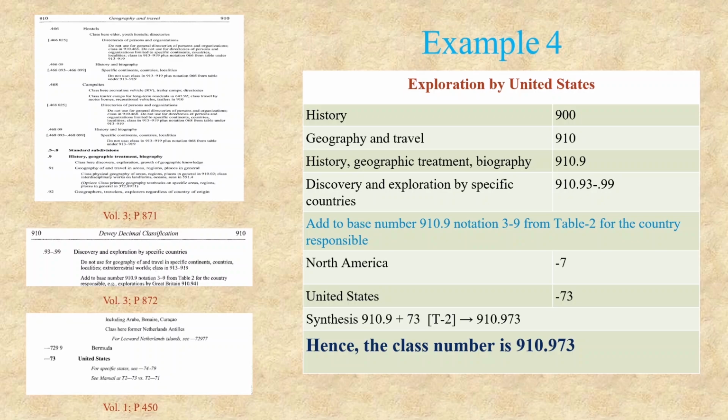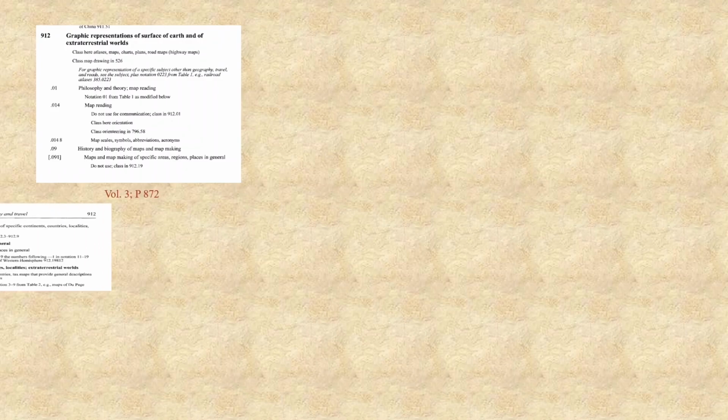So what will be the synthesis now for this title? The synthesis for this number is 910.9 plus 73. That has been taken from Table 2 as per the instruction for the preparation of this class number. So the final number will be 910.973.